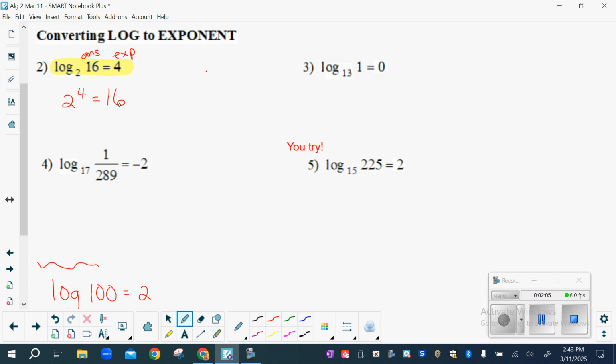So number 3, we want to rewrite that as an exponential equation. That's all we're doing on these problems. So here in this group, how do I write it as an exponential equation, number 3? What's my base? 13. You got it, guys.